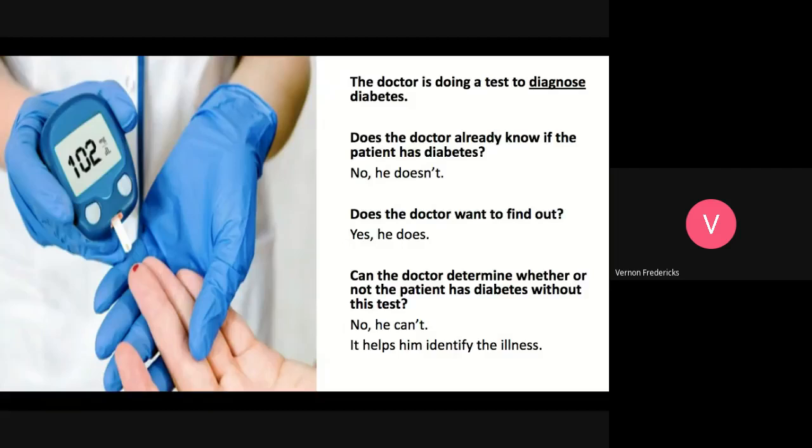Okay, so the doctor is using the test to find out what the problem is. Diagnosis means the doctor is doing the test to find out what the problem is and what the solutions to the problem are.